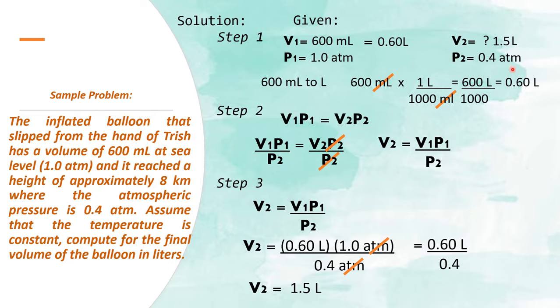Bumaba si final pressure, definitely ang kanyang final volume ay tataas. Ang initial condition kasi natin, mataas si pressure, mababa si volume. And that is the answer for our second problem. Sana ay nakuha mo ang tamang sagot.